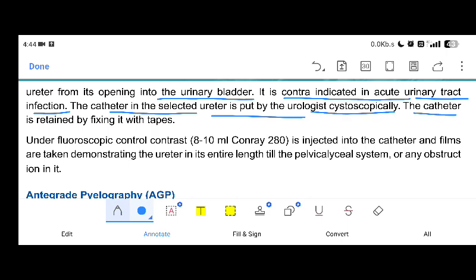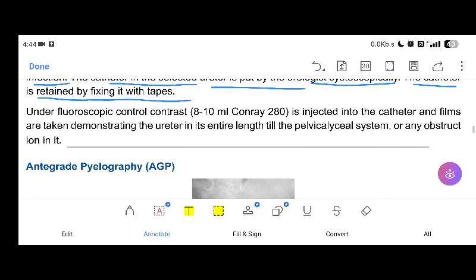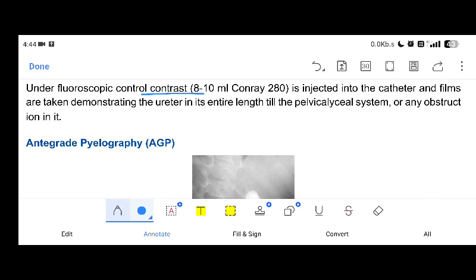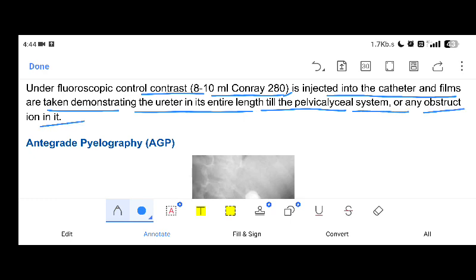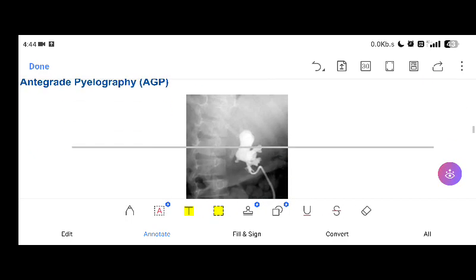The catheter is retained by fixing it with tapes, and under fluoroscopic control, 8 to 10 ml of Conray 280 contrast is injected into the catheter and films are taken demonstrating the ureter in its entire length till the pelvicalyceal system, and any obstruction in it.